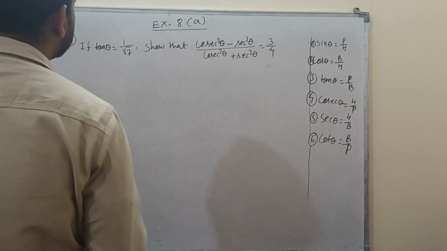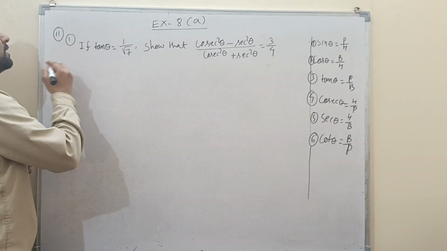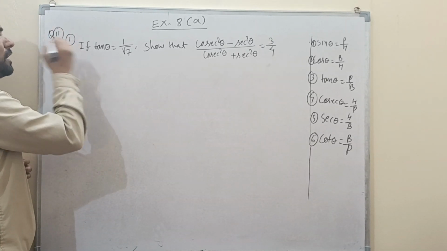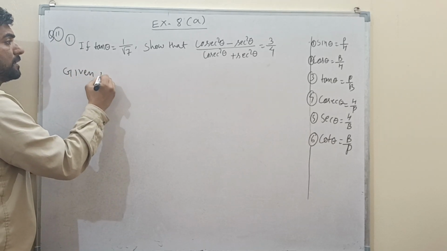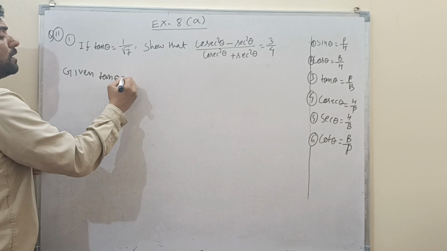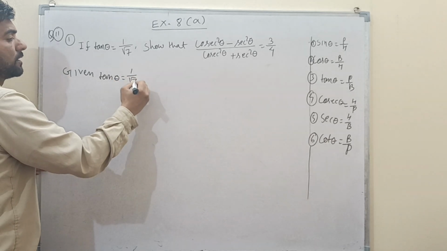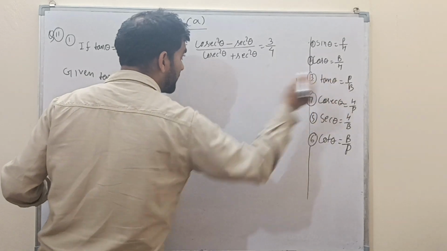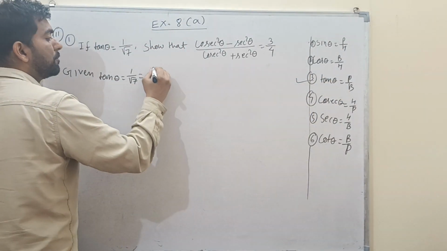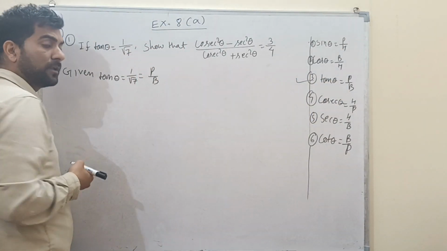Okay, so now come to question number 11, subdivision 1. Here it is given tan theta is equal to 1 by root 7. So we know that tan theta is perpendicular by base. So we write P by B, P for perpendicular, B for base.